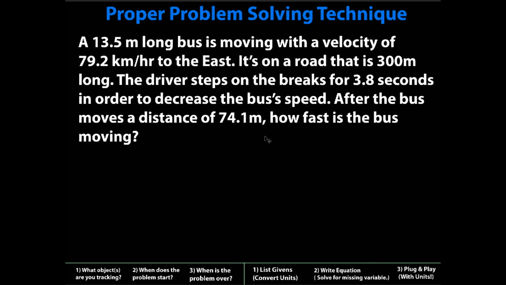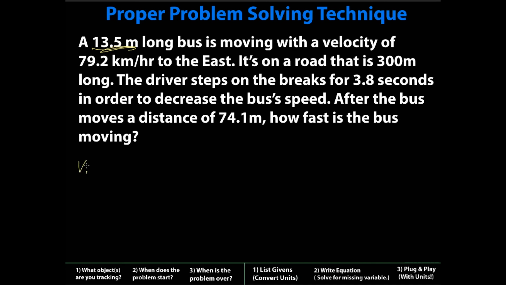Now let's talk about our more specific list that is designed for any mathematical physics problem. First, let us pick out and write down some givens. Now, these are things that are actually important to us. A 13.5 meter long bus. Now, the length of the bus is not important. We're looking for things like its velocity, how far it's gone, but this is not important information here. So I'm going to skip that for now. Is moving with a velocity of 79.2 kilometers an hour to the east. Now, this is good information.